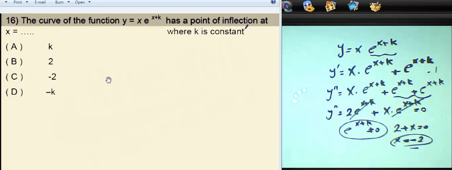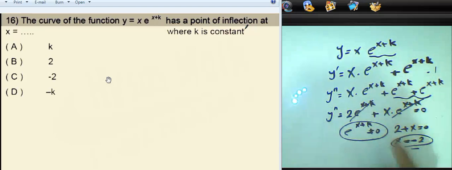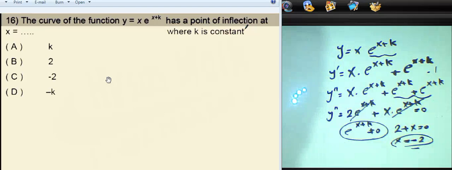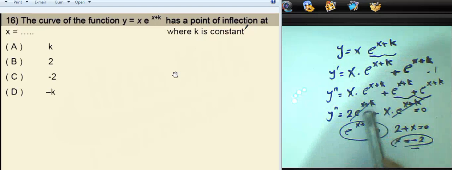Again, we find this result by dividing by this number because it's a constant, it's a number, e^(x+k). He asked about the value of x, where k is a constant. He tells us in the example, look here, k is a constant, so we can divide by this constant here because this constant does not equal 0.